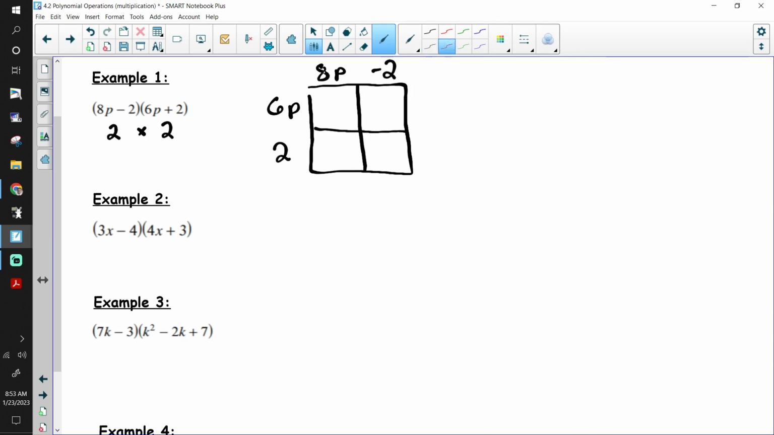Okay, so first box, 8 times 6. 8 times 6 is 48. And here's where I have to be careful. I have 1p here and 1p here. So there's 2 p's, so p squared. Okay, next box. 6p times negative 2 would be negative 12, and I had 1p. And I have 8p times 2. 8 times 2 is 16. And again, look, I have 1p. Last box is 2 times negative 2, which is negative 4. Neither of my terms had a p, so no p.